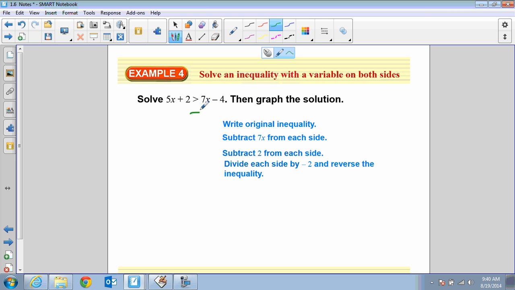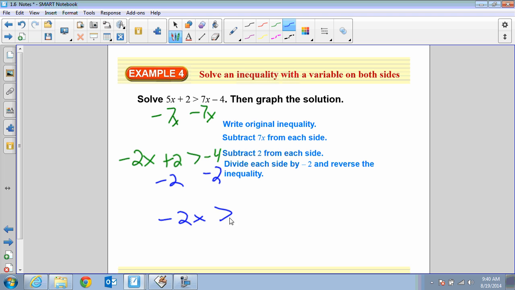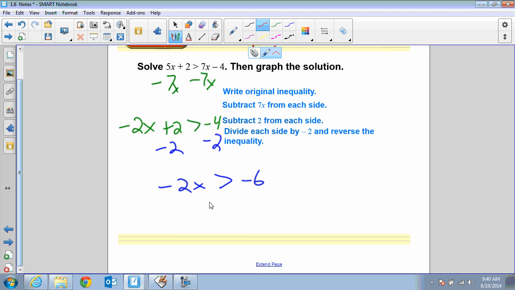So what I would do is subtract 7x first, and that gives you negative 2x plus 2 is greater than negative 4. And then we just want to get x by itself, so we're going to subtract 2 from both sides and get negative 2x is greater than negative 6. And then the next step is to divide by negative 2. Now, if you remember from Algebra 1 and other classes, whenever you divide by negative 2, you have to flip the inequality sign. So it becomes x is less than 3.